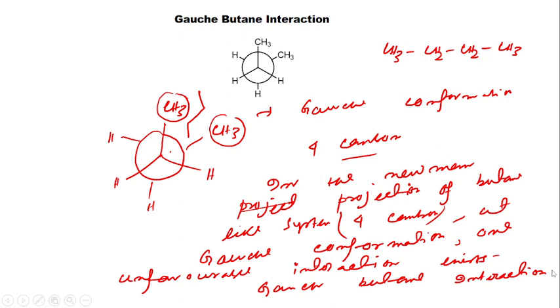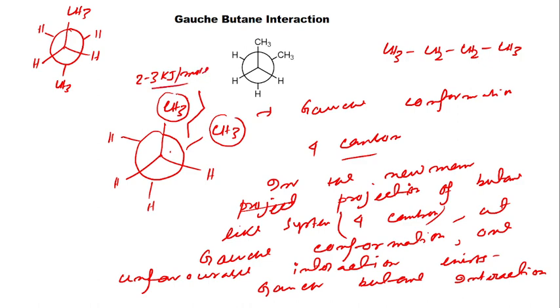If I show you the value, then you will also understand why I'm telling it is unfavorable. If its staggered form will be this one, CH3, CH3, H, H. So this is the staggered form. This form is more stable than this form by 2 to 3 kilojoule per mole. So this is the energy, and this is unstable by this amount of energy. This is called gauche-butane interaction. It is unfavorable.